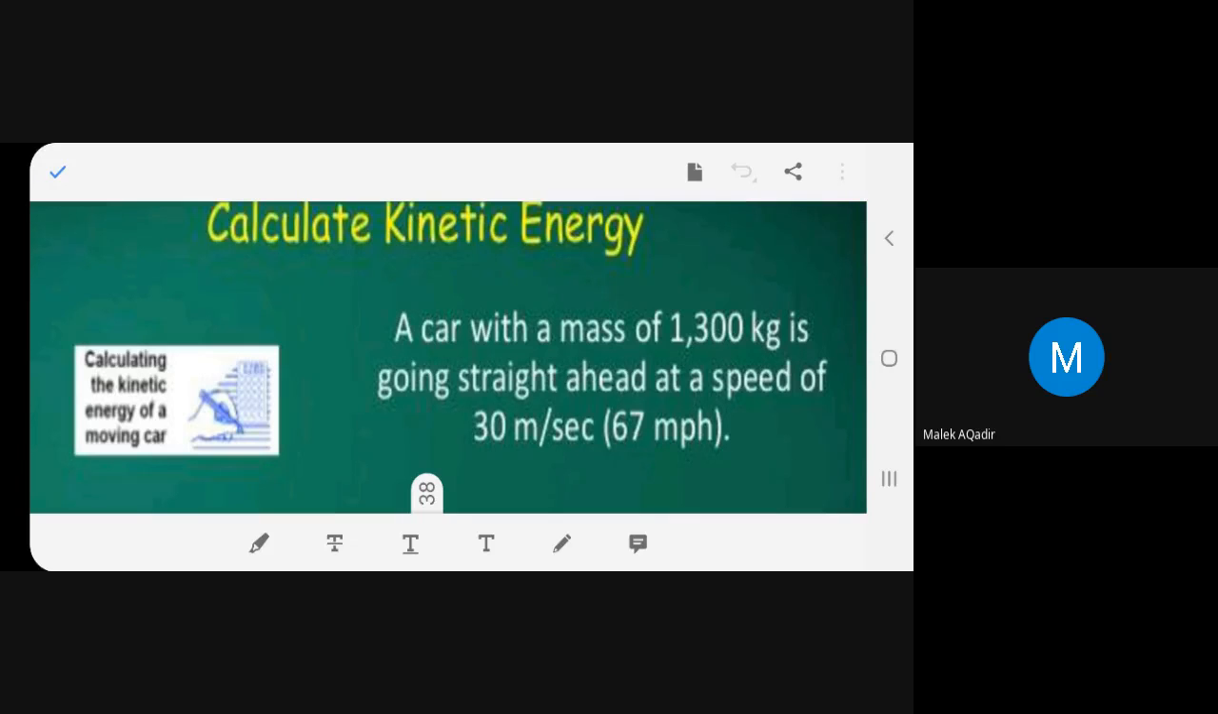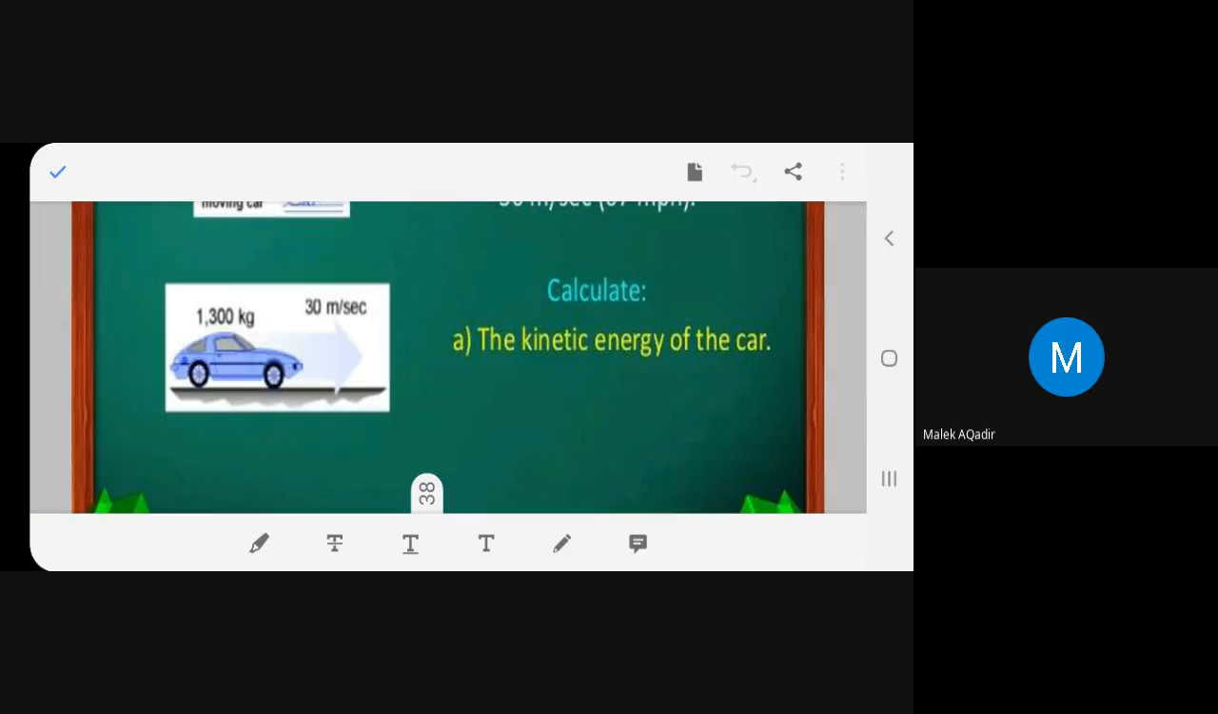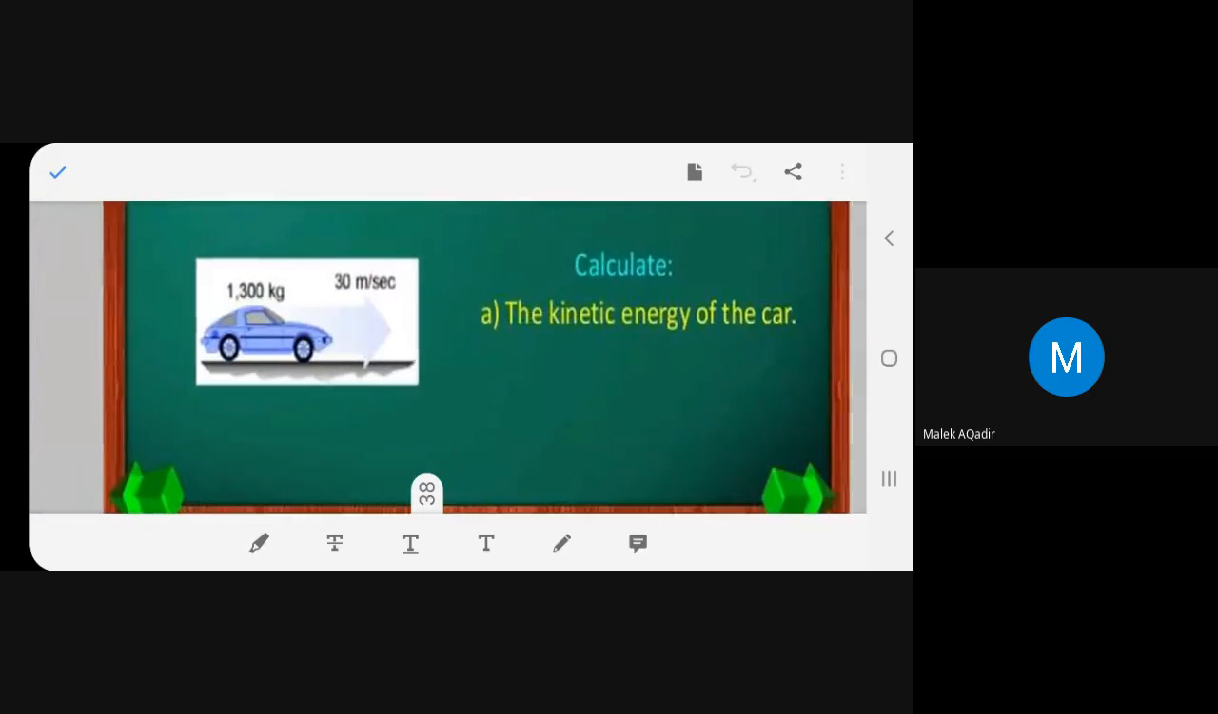Calculate kinetic energy. A car with a mass of 1,300 kg is going straight ahead at a speed of 30 meters per second, 67 mph. Miles per hour. What is it, beta? MPH is miles per hour. Okay. So what do we have to find out? The kinetic energy of the car. See, you can see this is the car.